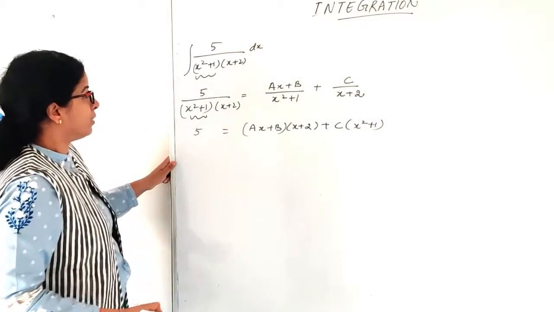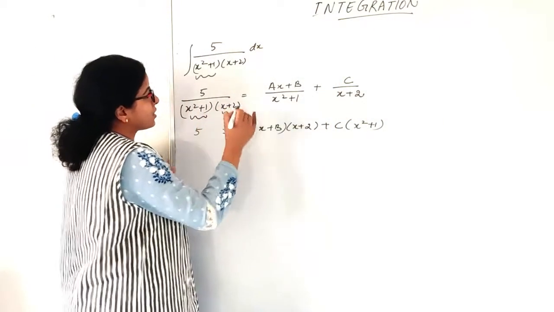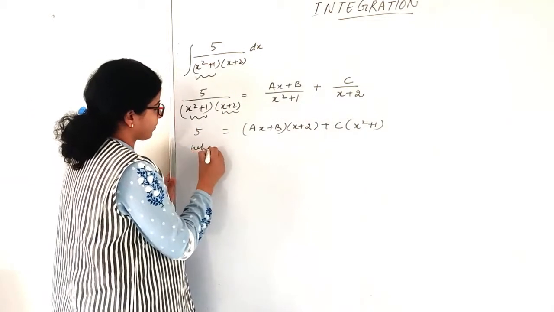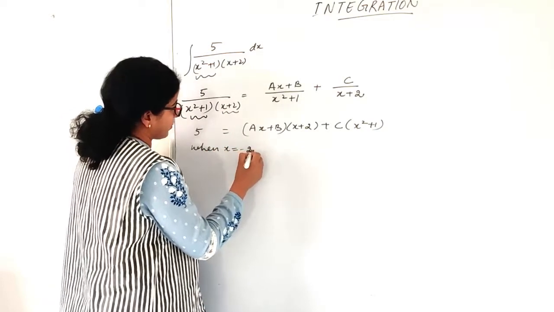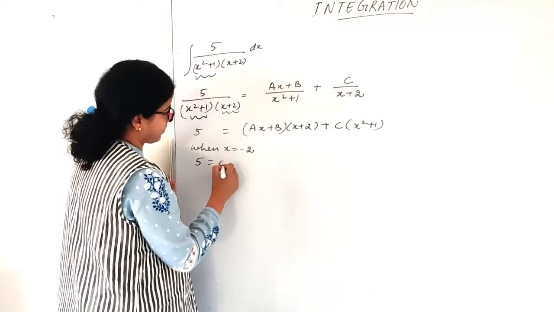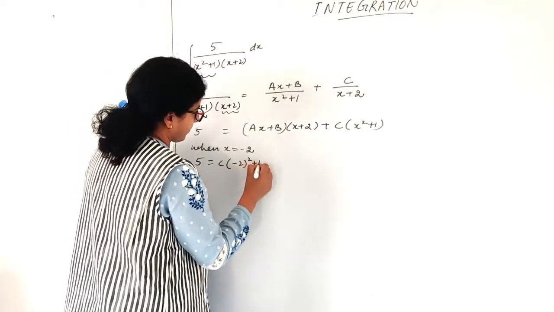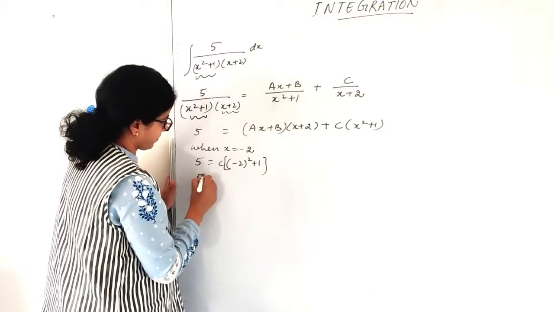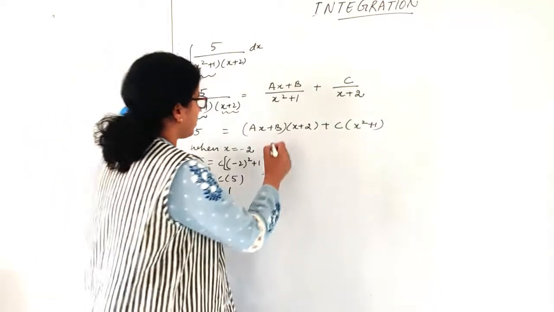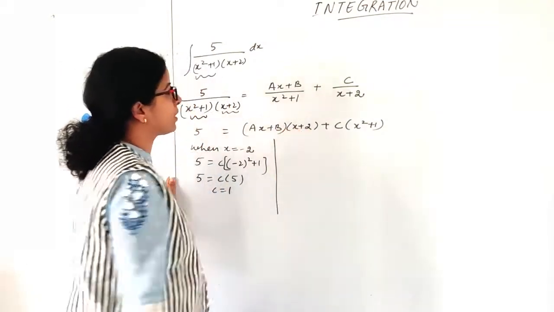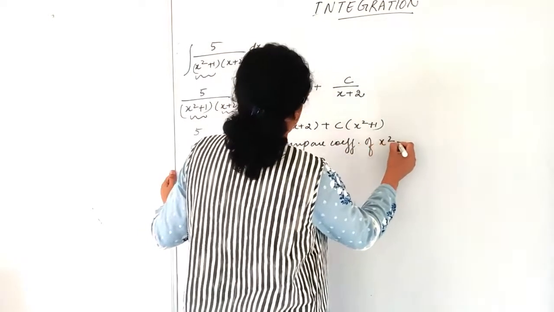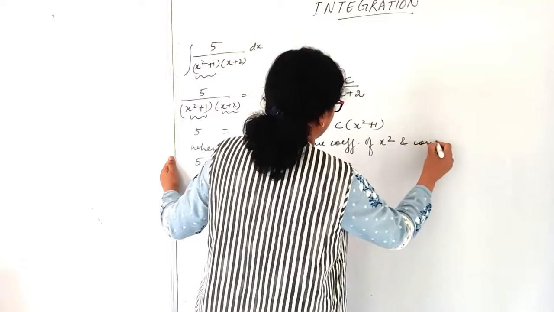Okay. Now in this case I can find just one value of x. So when x equals minus 2, if I substitute minus 2 here, this will become 0. So I'll get the value of c. So the value of c is 1. To get the value of a and b, I have to compare the coefficients. So compare the coefficients of x square and the constant.